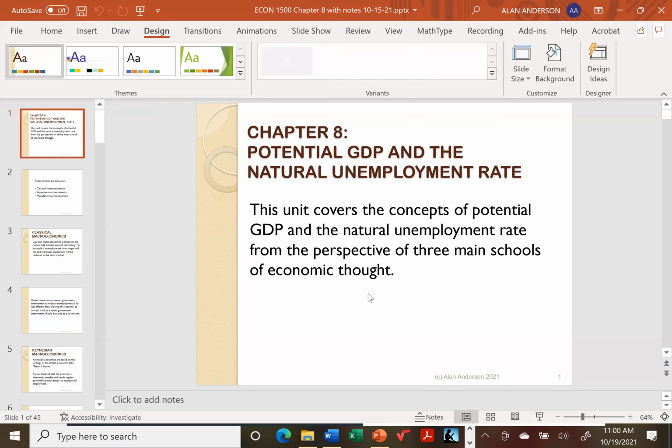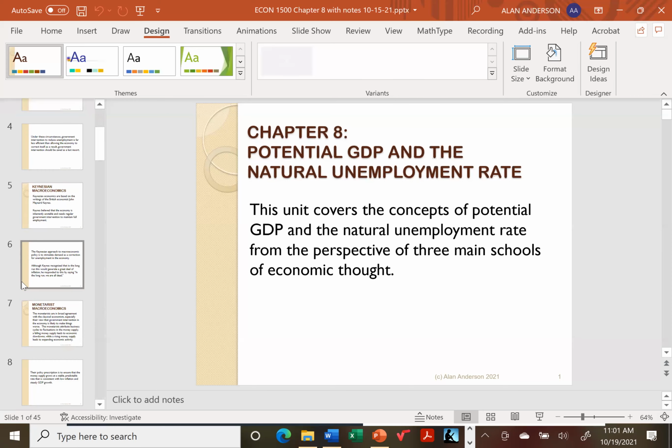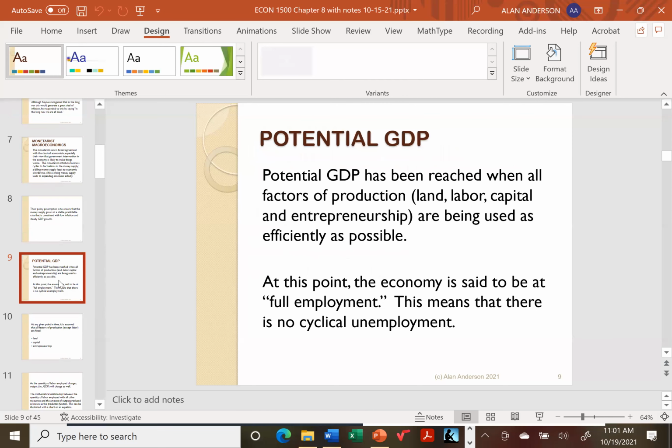All right, so what exactly is potential GDP? Potential GDP is what we could potentially produce, what we're capable of producing if nothing is going to waste. In other words, if all the factors of production, by which I mean land, labor, capital, and entrepreneurship, are being used as efficiently as possible, which is another way of saying that there's no cyclical unemployment, then we've reached a very happy stage, which is called full employment.